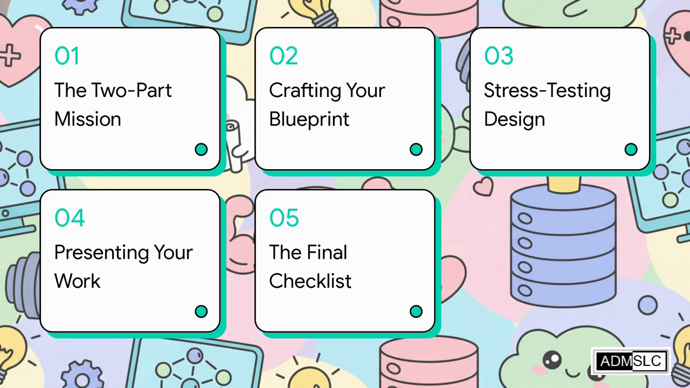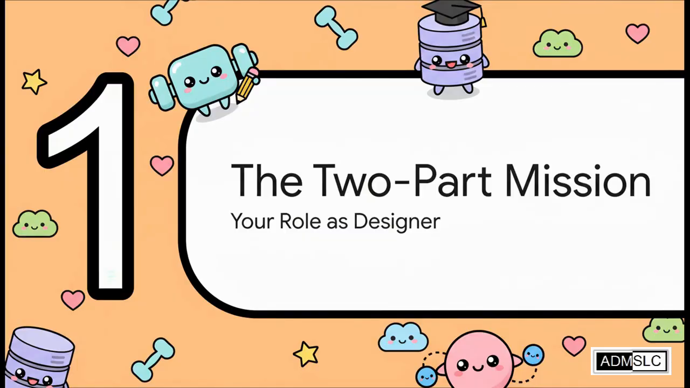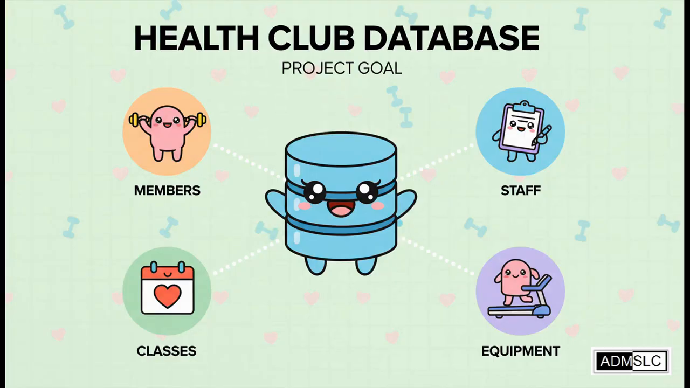We'll walk through that two-part mission, look at how to actually craft your blueprint, stress test your design, present your work, and then we'll wrap up with a final checklist to make sure you've got everything covered. First up, the two-part mission. Let's start by clarifying exactly what assignment 1 is all about, and how it perfectly sets the stage for what comes next. For this assignment, I want you to imagine you're stepping into a real professional role.